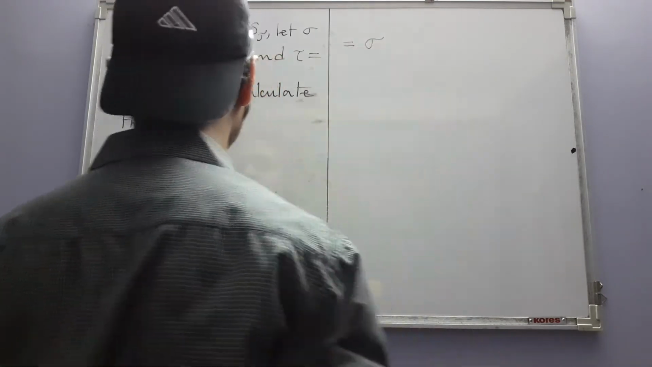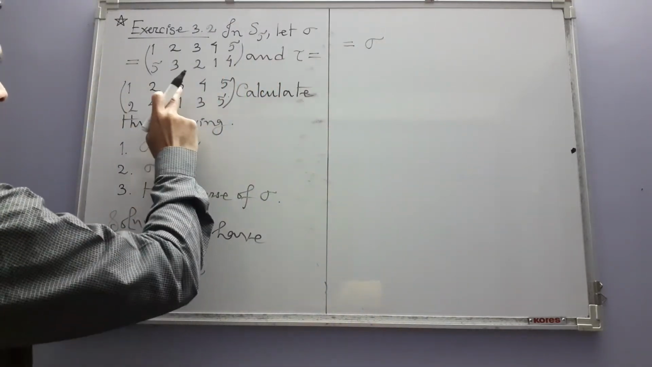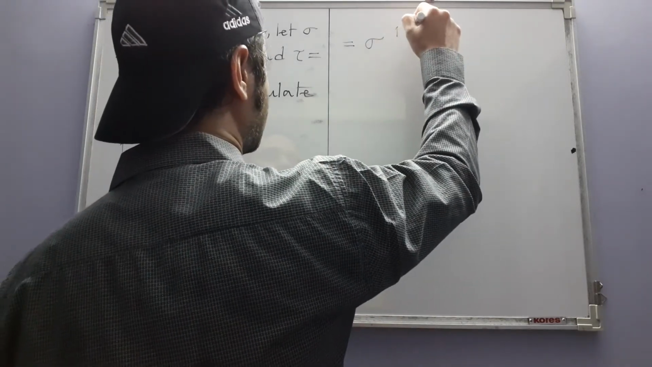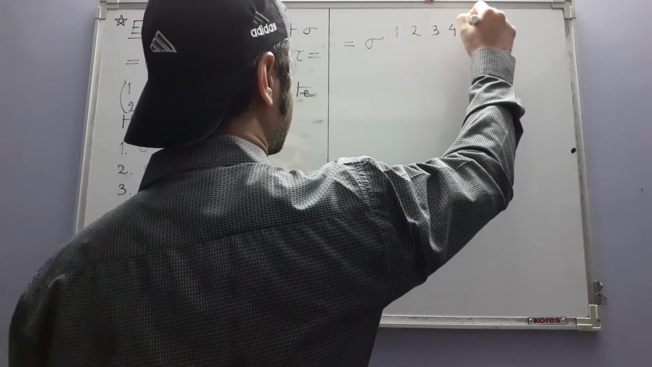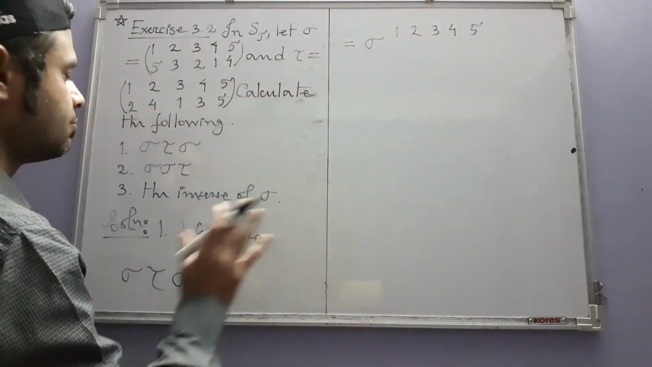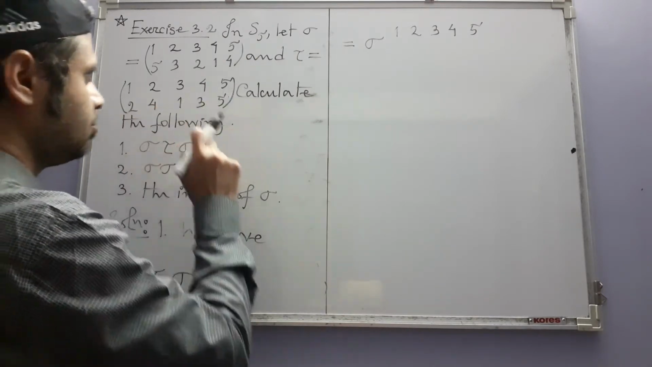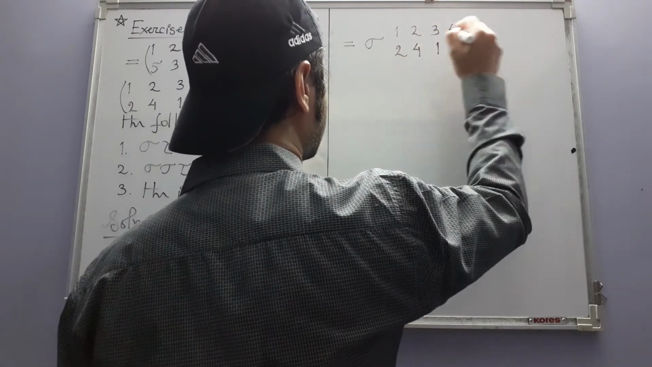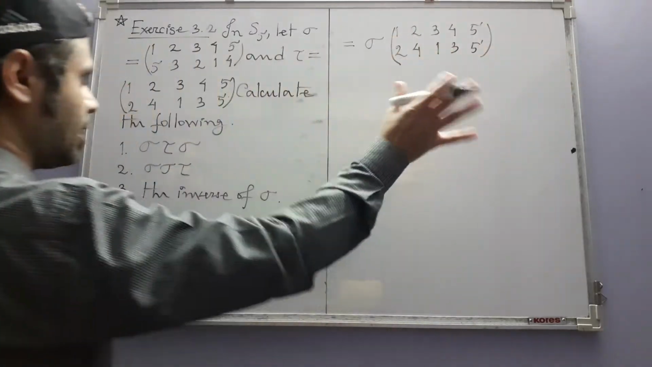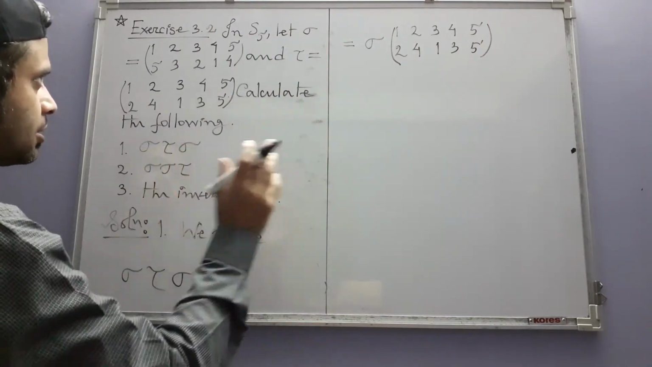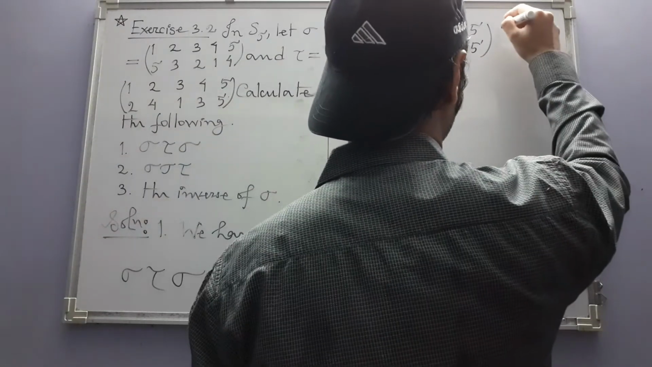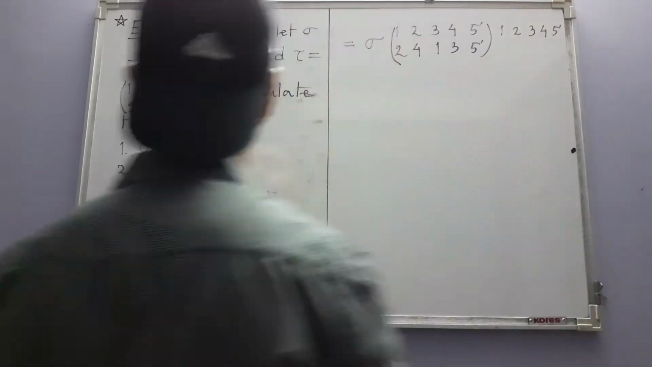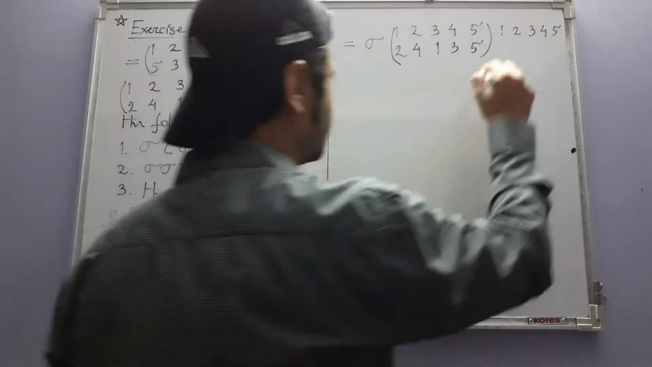Let's first keep this sigma and write this tau, the middle tau. In that we use this symbol. This is to save space. 2, 4, 1, 3, 5. And then we write that rightmost sigma now as this symbol. This one is 5, 3, 2, 1, 4.